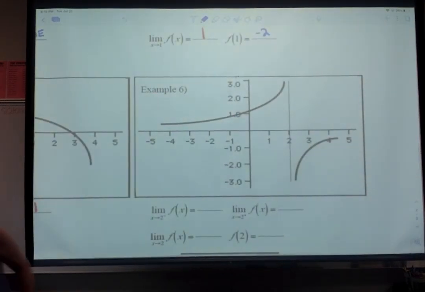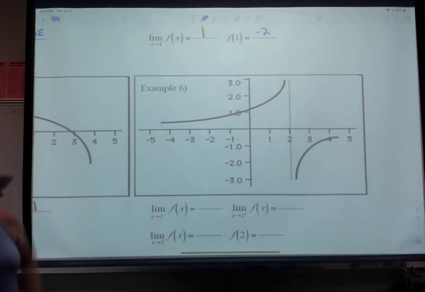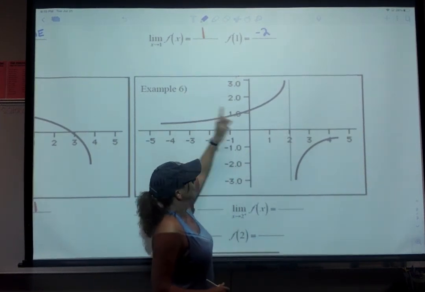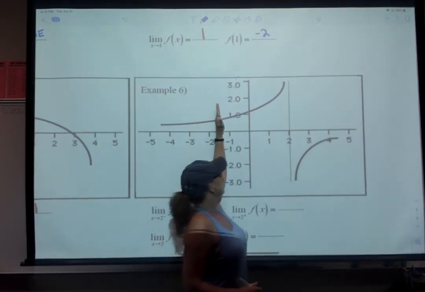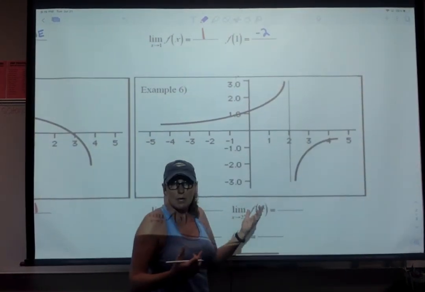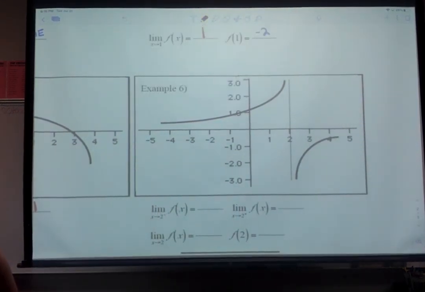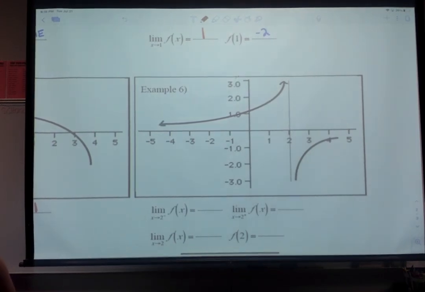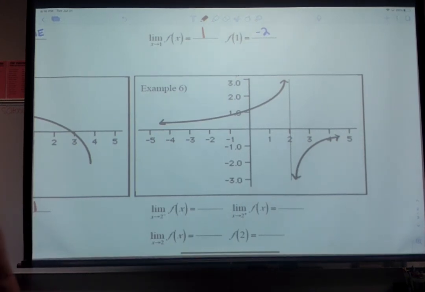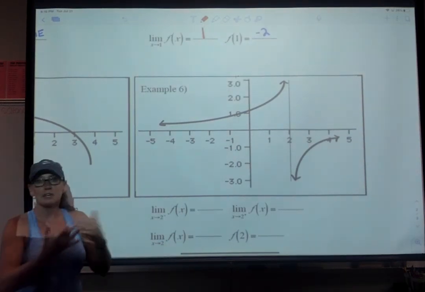Okay, and the last one. As x approaches 2 from the left, so here's x equals 2. Looks like there's an asymptote there. So I'm coming toward 2 from the left, and it looks to me like this keeps going. This is the way I interpret it. I hope we interpret it the same way. If not, we might have different answers, and that's okay. The graph was really up to our interpretation.